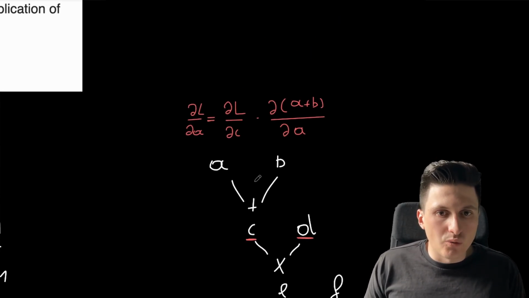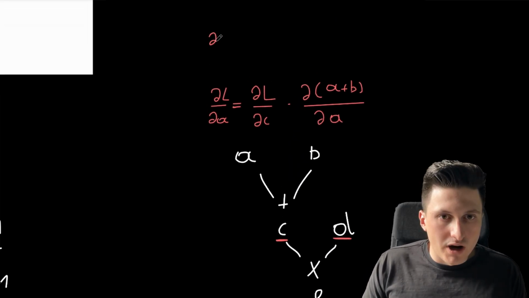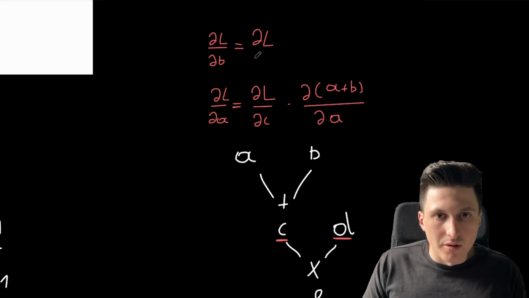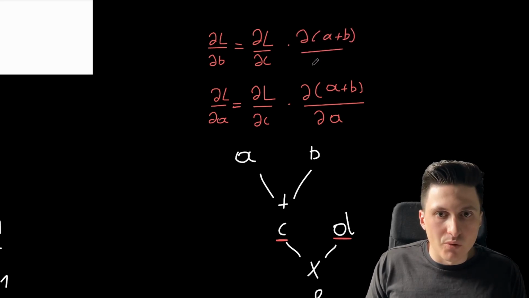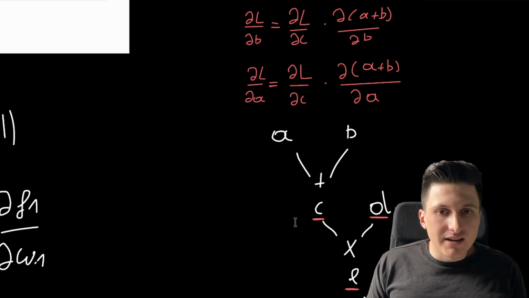So that's just what we have written here. And let's for completeness also write the derivative of L with respect to B. This will once again use the same derivative of L with respect to C, as this is the child of both tensors, and then it will just calculate this, but instead of A we are going to do it to B.